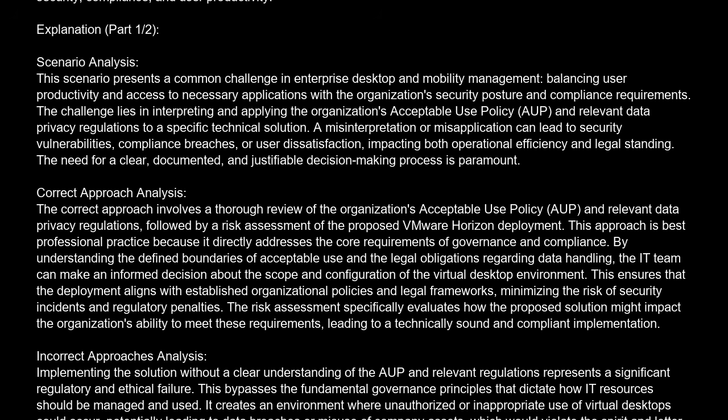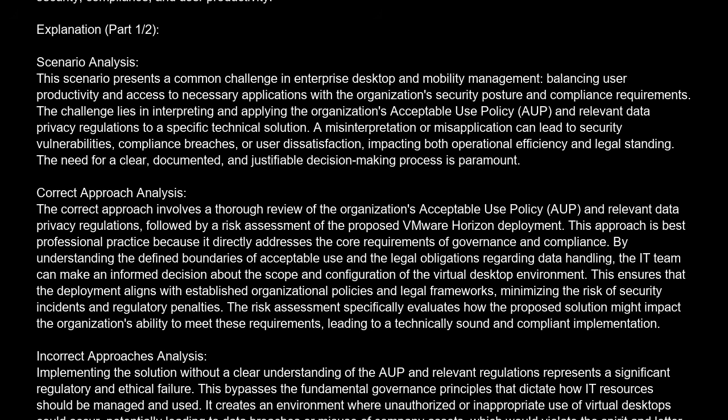Correct approach is analysis. Implementing the solution without a clear understanding of the AUP and relevant regulations represents a significant regulatory and ethical failure. This bypasses the fundamental governance principles that dictate how IT resources should be managed and used. It creates an environment where unauthorized or inappropriate use of virtual desktops could occur, potentially leading to data breaches or misuse of company assets, which would violate the spirit and letter of the AUP.